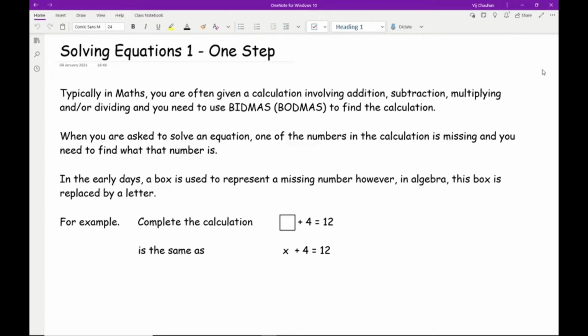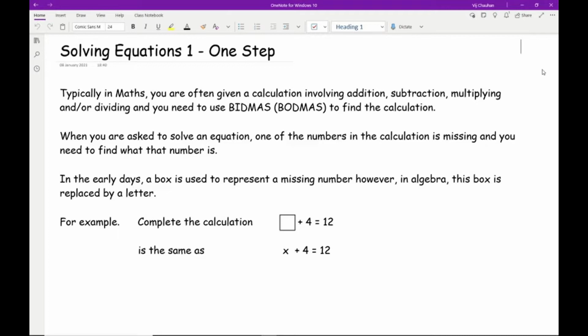Now in the early days a box was used to represent a missing number, however in algebra this box is replaced by a letter. This can be absolutely any letter in the alphabet, but more often than not, particularly at a higher level, you tend to find that the missing number is x, a bit like x marks the spot, x is a mystery, etc. So hopefully if you look at the example you can say, complete the calculation.